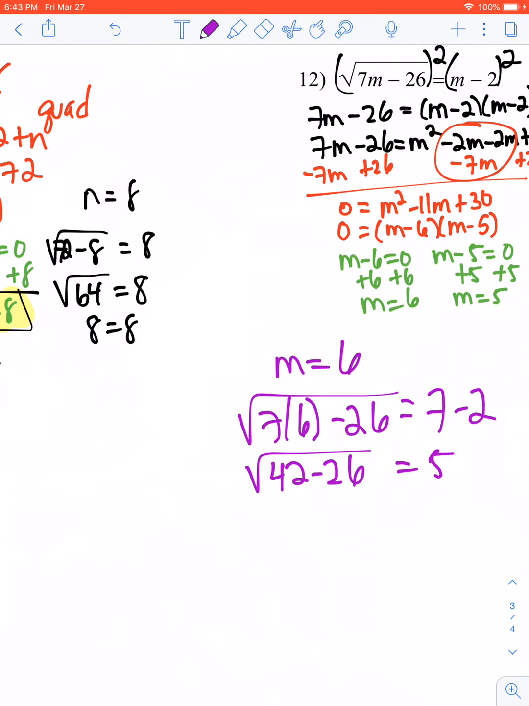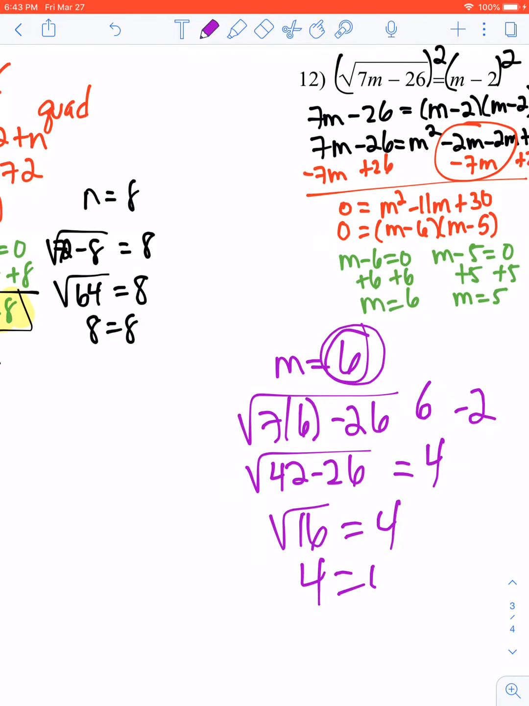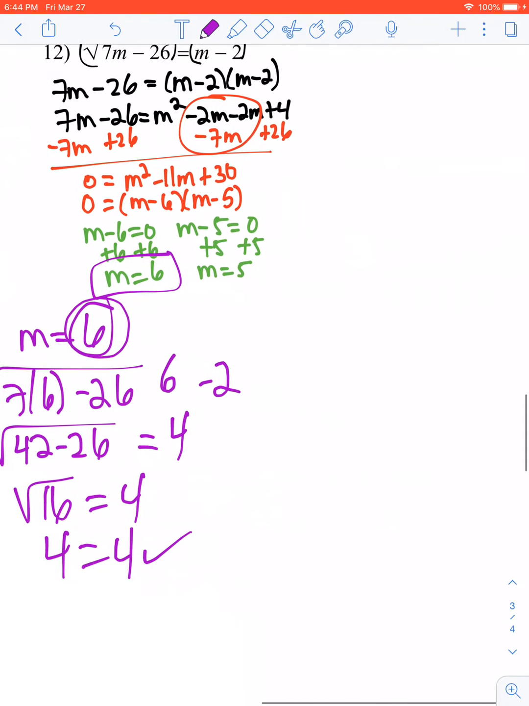Okay, and you guys, I have a copy error. Hold on, I have a copy error. And I just got through this, so I'm not going to redo this at this point. That should have been a 6, so this should have been a 4. My apologies. So I get the square root of 16 equals 4, 4 equals 4, and that checks. So m equals 6 is a solution.